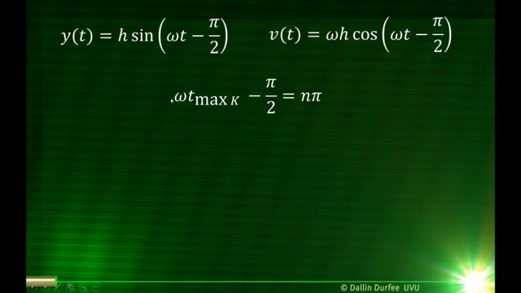Now we're going to look and say, well, this is when we reach our maximum kinetic energy. What happens if I plug this into my y equation? If omega t minus pi over 2 is n pi, well, sine of n pi is 0, so that tells us that the position at which we reach the maximum kinetic energy is the equilibrium position, when the displacement is equal to 0.